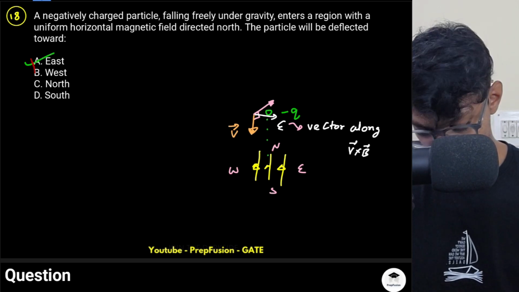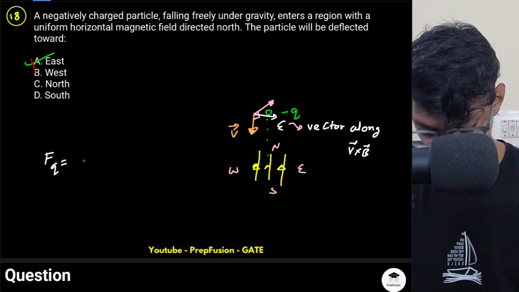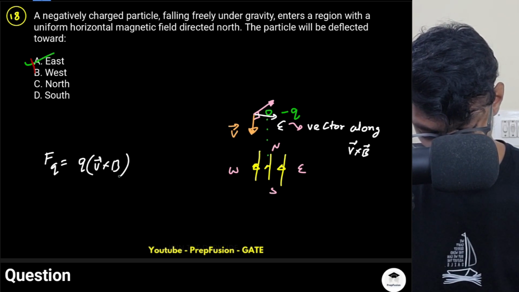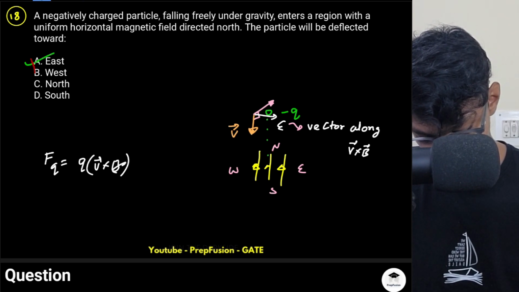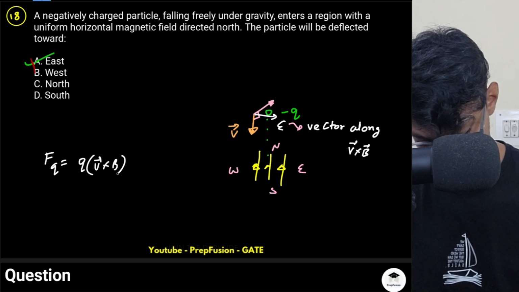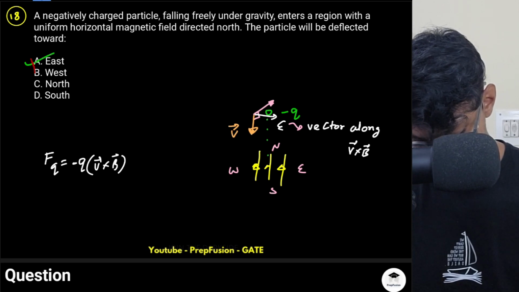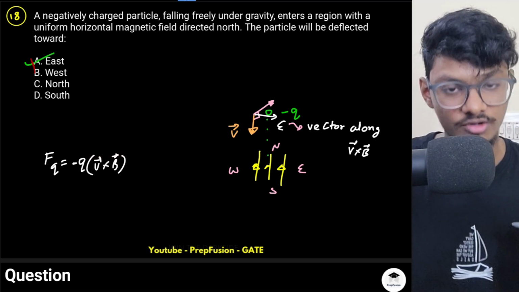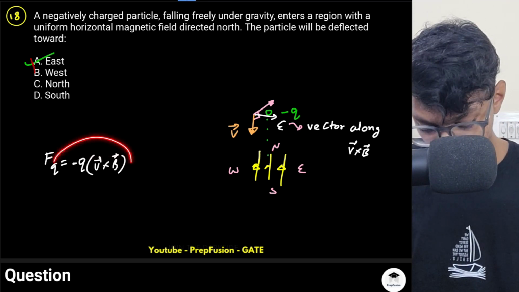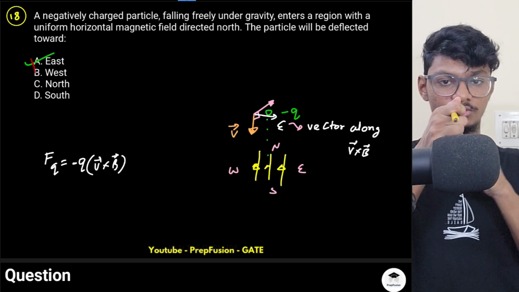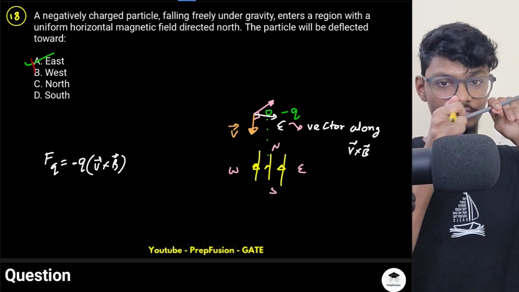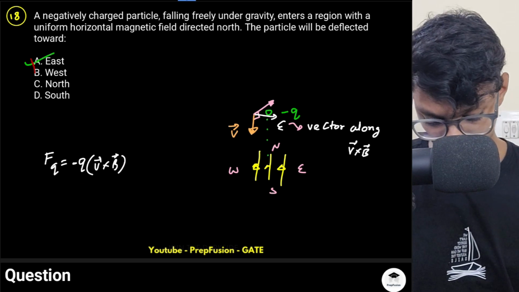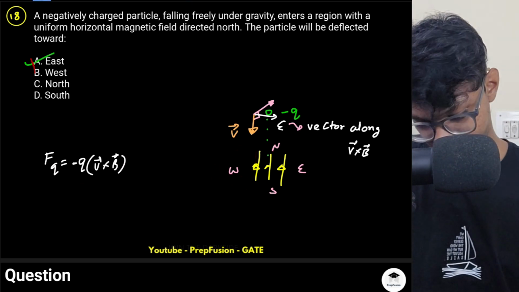The force expression was actually equal to Q times V cross B, and here in our case it is minus Q. So whatever direction I got for V cross B, I had to just flip it. It will be anti-parallel, 180 degrees, right? So it will be flipped. As the cross product was this, it will be flipped, so I have to apply a negative sign. So it will be this. So obviously, it is westward. So it will be west.